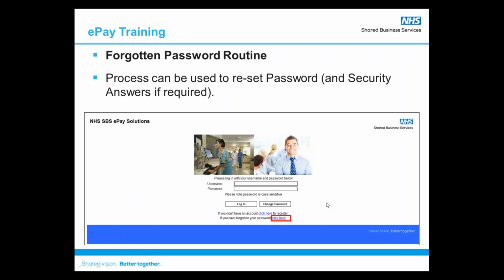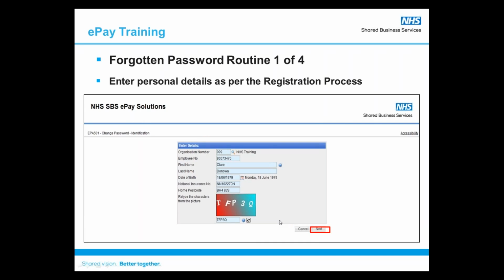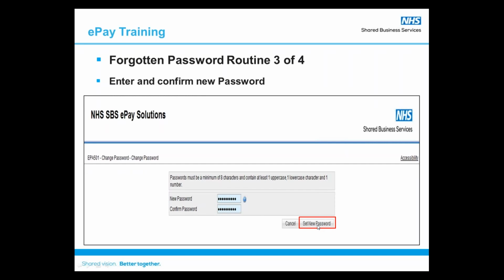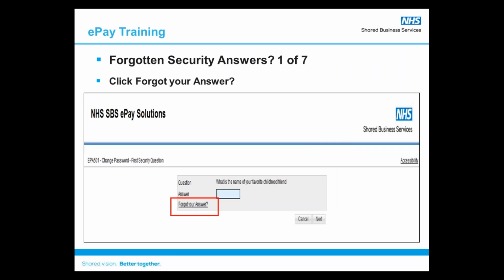Moving on to the forgotten password routine, you can use this at any time once you're a live user. If you forget your password, click the second link. You'll then be asked to put in personal details in exactly the same way as you did in registration, so you get 6 chances in total to get it correct. You'll then be asked to answer 2 of your randomly selected security questions. Remember, the answers are space and character sensitive. You click Next after entering each answer, and if you get those right, you'll be able to enter and confirm a new password, and you'll then be able to log in.